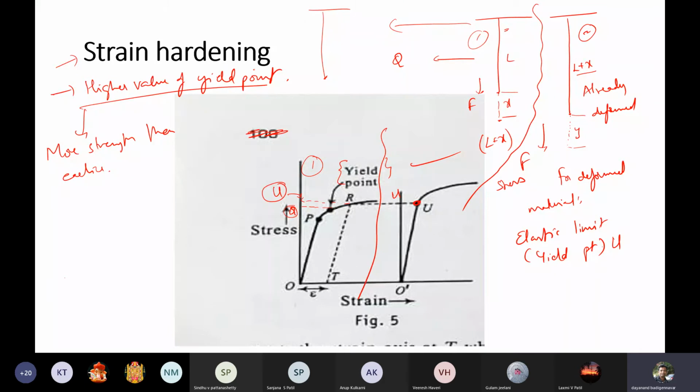We leave it, then we again apply the stress. When we apply the stress slowly again for the second time, what happens, the strength, the yield point increases.